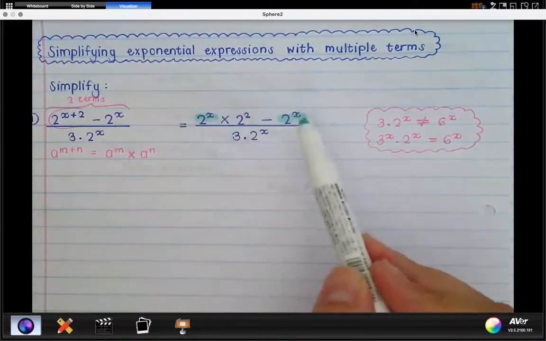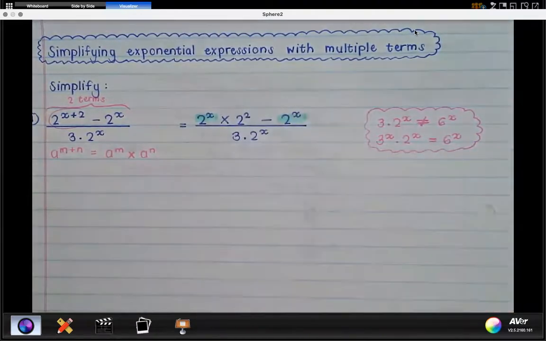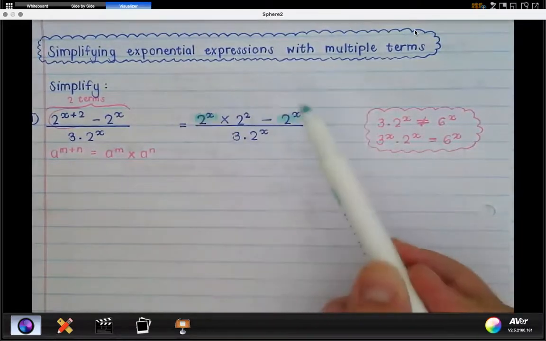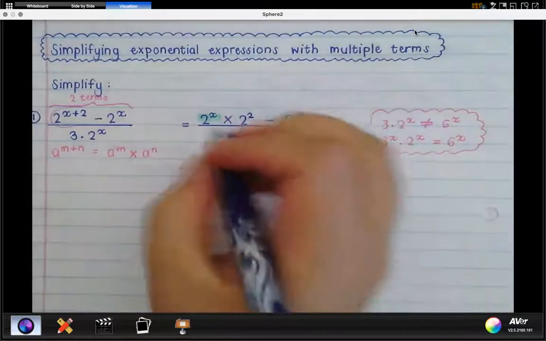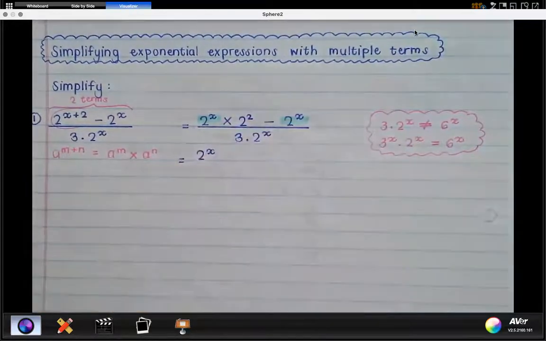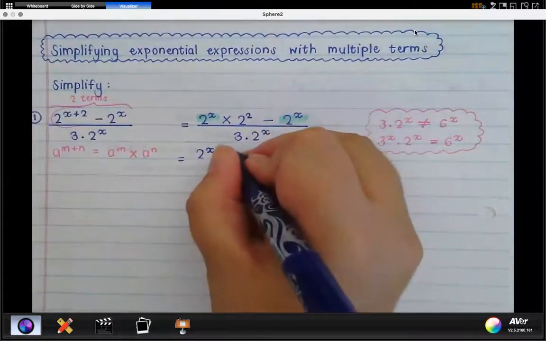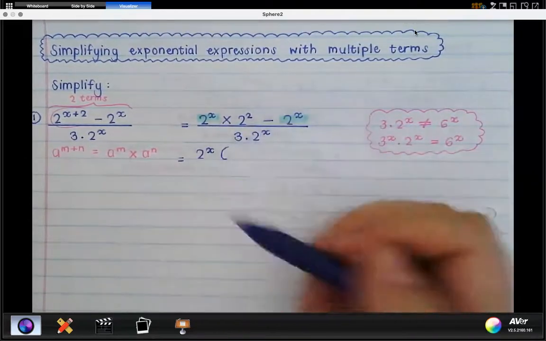But now we can actually identify a common factor in these 2 terms. We can see that we have a 2 to the x in that term and a 2 to the x in that term. So we're actually going to take that out as a common factor, right? 2 to the x. Remember, we're making out a common factor. We write it in front, we open up a bracket, and we divide each term by that common factor.